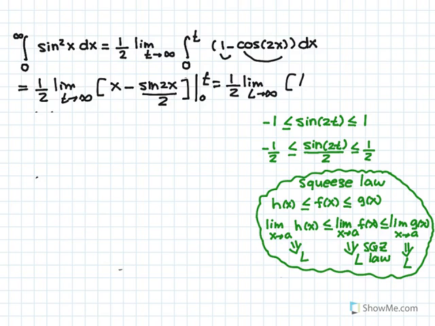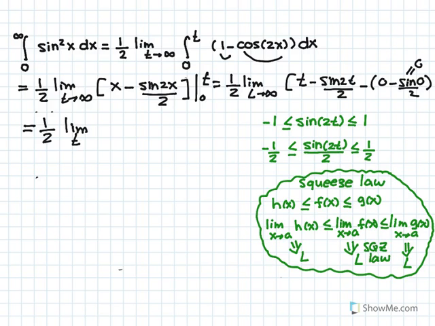And put the upper limit in, we get (t minus sine 2t) divided by 2, minus, put 0 in, we get (0 minus sine 0) divided by 2. Sine of 0 is just 0. So now what do we get? We get 1/2 times the limit as t goes to infinity of (t minus sine 2t) divided by 2.